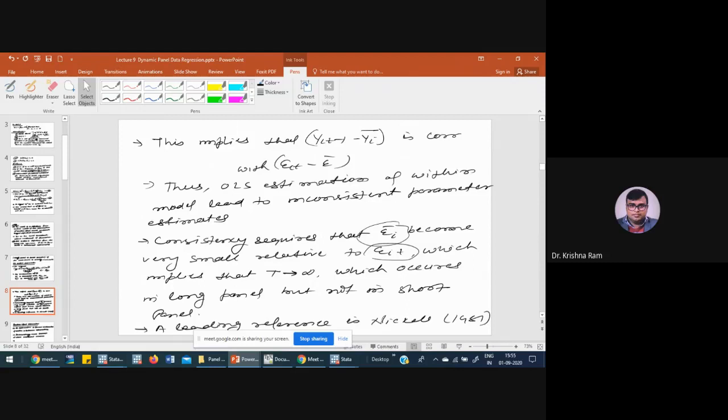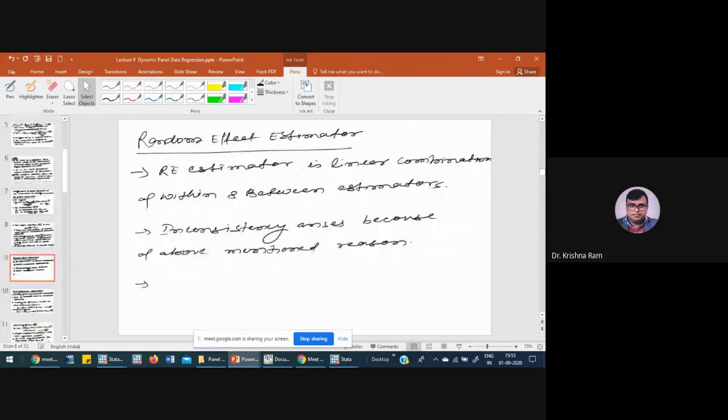There is a reference reading for it. That one is by Nickell, which talks more about the irrelevance of y bar_i in the long panel case. We are not going to discuss that in that much detail.